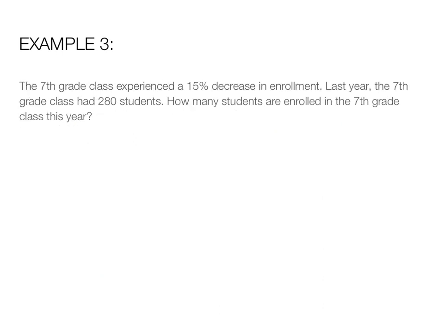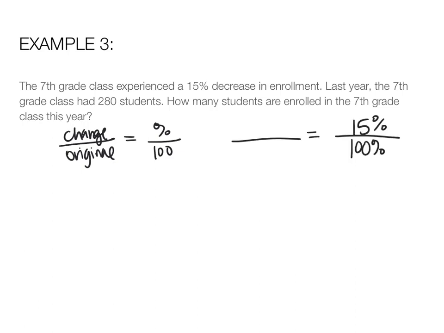Example 3 is a different type of problem than 1 and 2. The 7th grade class experienced a 15% decrease in enrollment. Last year, the 7th grade class had 280 students. How many students are enrolled in the 7th grade class this year? Well, we know that the change over the original is giving us a percent out of 100. So let's substitute the values that we know. They told us that the percent of change or the percent of decrease was 15%. So I already know that I need to substitute for my percent the 15.